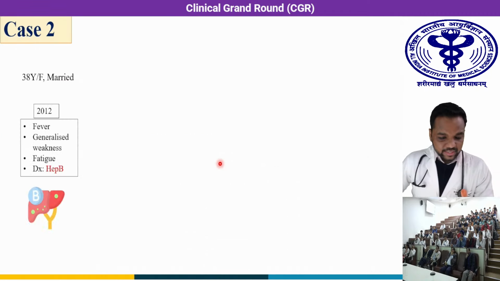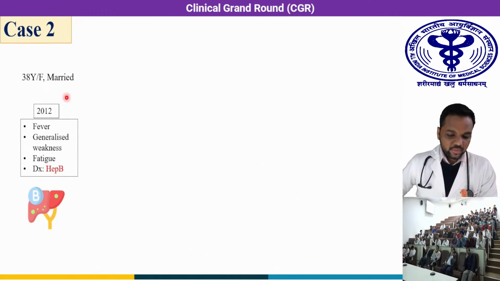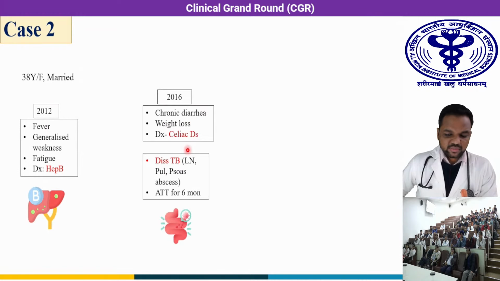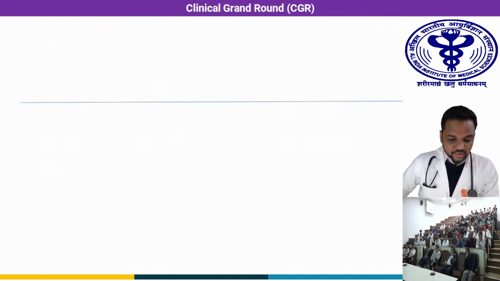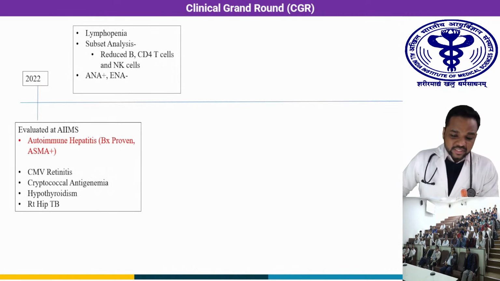If we see the second case, she is a 38-year-old married female. Initially, she was diagnosed with hepatitis B, then celiac disease, and disseminated tuberculosis. She was given MPS pulse for polymyositis. After that, she had florid infections, and again she presented to our AIIMS.